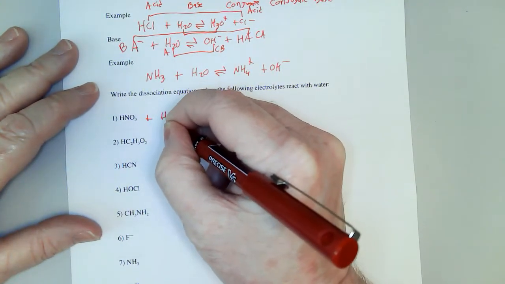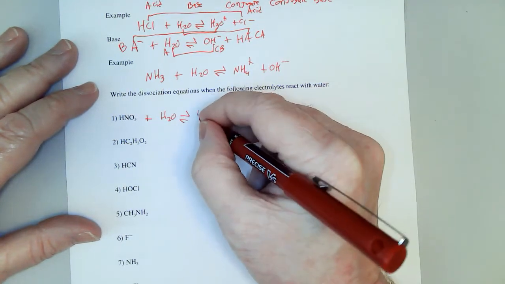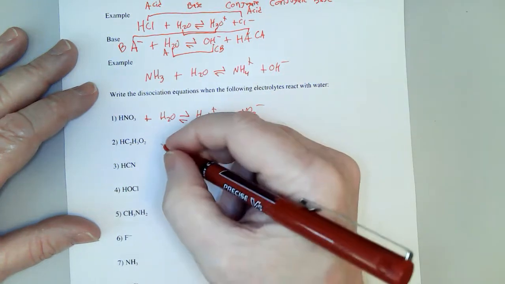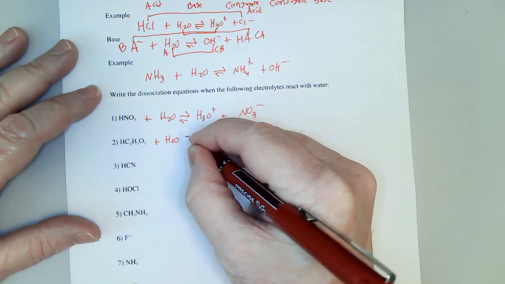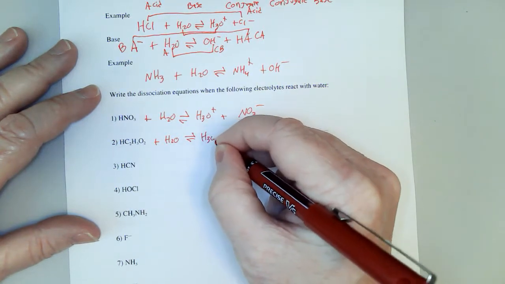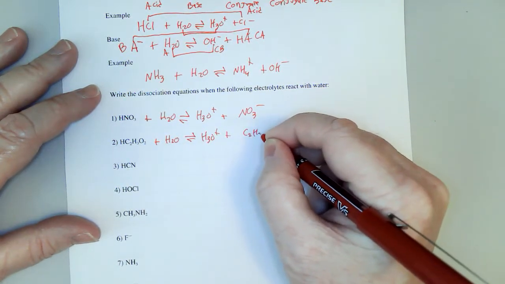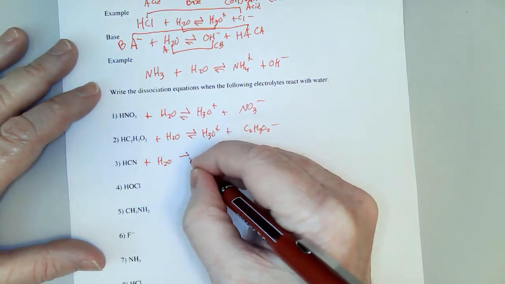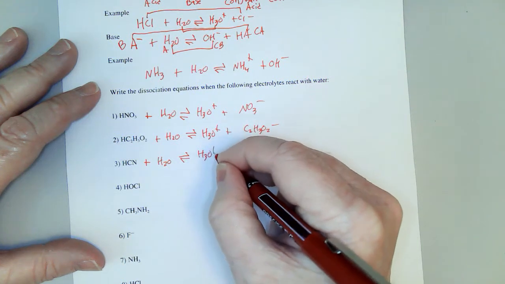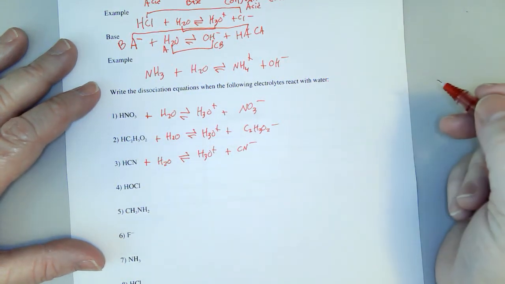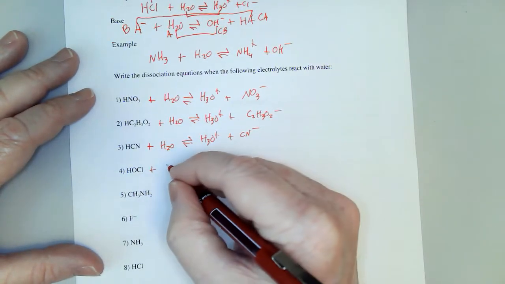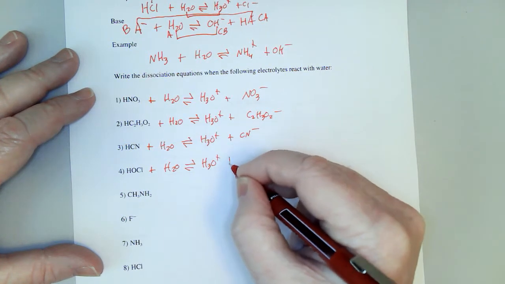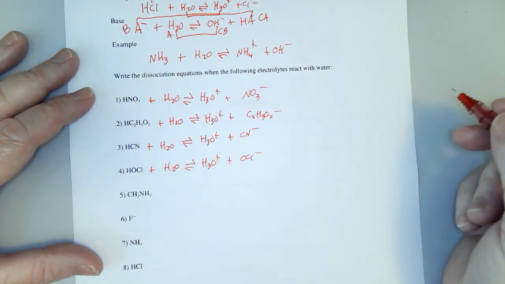Now, hopefully, what you got was H2O gives you H3O plus and NO3 minus. Did I mention you need to know your polyatomic ions? H2O gives us H3O plus and the acetate ion. Plus H2O gives us H3O plus and CN minus, plus H2O gives H3O plus and OCl minus.